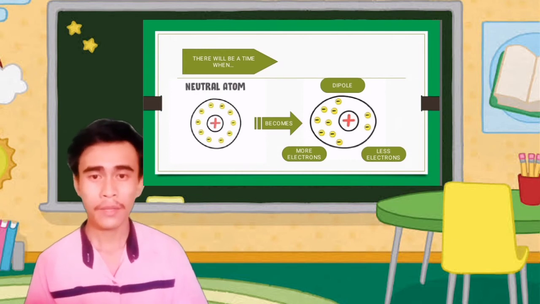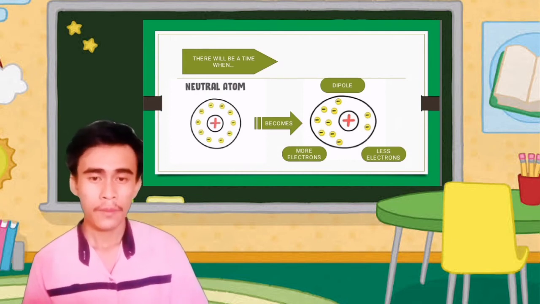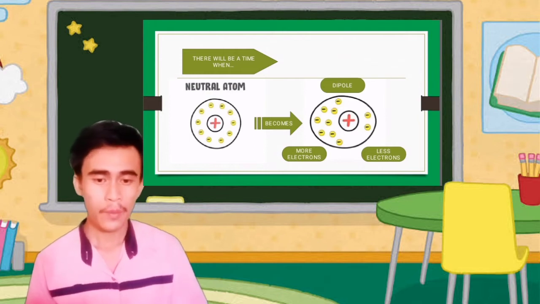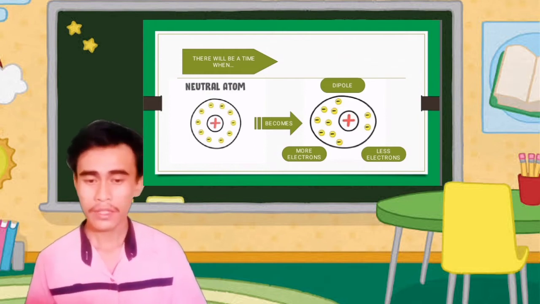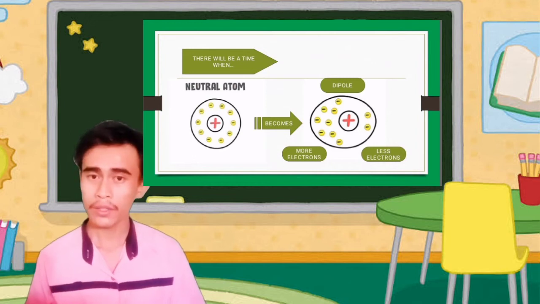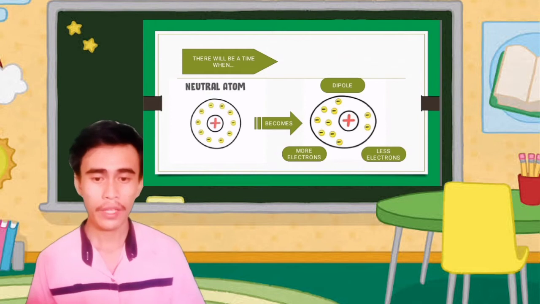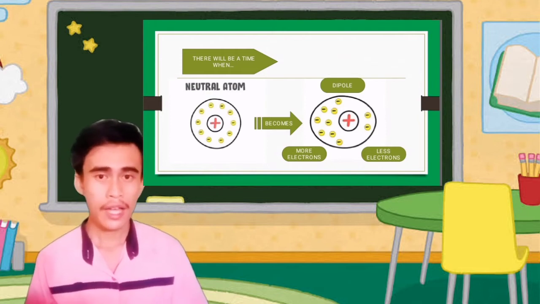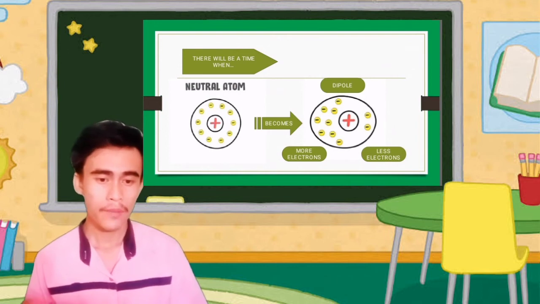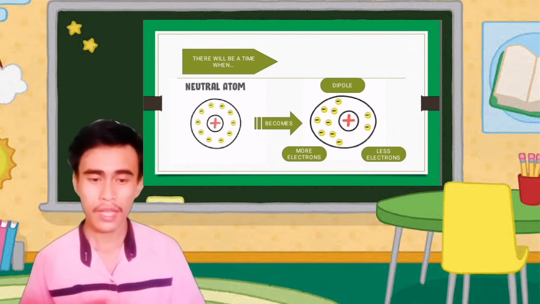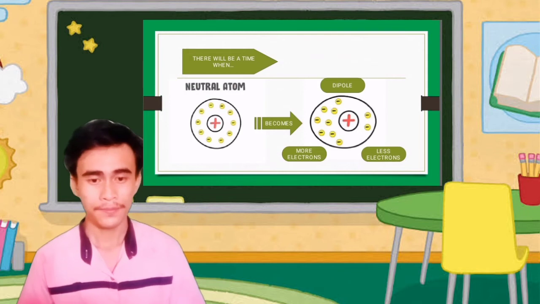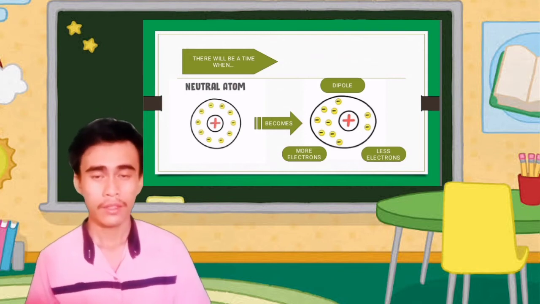Dahil nga sa kakulitan ng mga electrons, may possibility na yung mga electrons ay mapunta sa left side or right side, mas maging dominant yung electron sa isang side. For example, makikita natin sa illustration na mas maraming electron sa left side and mas kukunti yung electron sa right side. So nagkakaroon ng dipole.